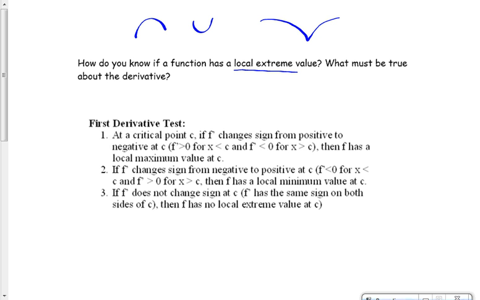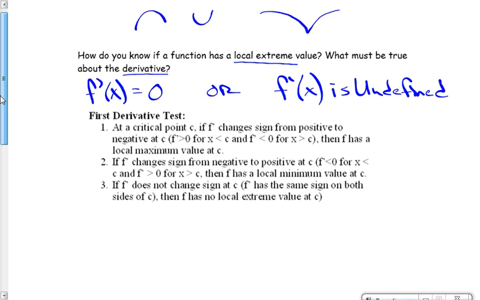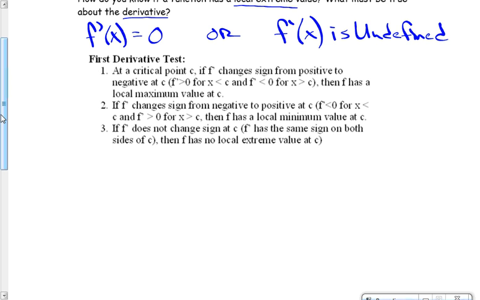So what must be true about the derivative? F prime of x must be either 0 or undefined. Okay? Can we say equals undefined? You probably could. I don't think they'd take off points. I think that'd be okay. You kind of have to be careful with the use of the equal sign, because the equal sign a lot of times implies a value is coming. It's not the end of the world. You'll probably be okay because you're saying the same thing.